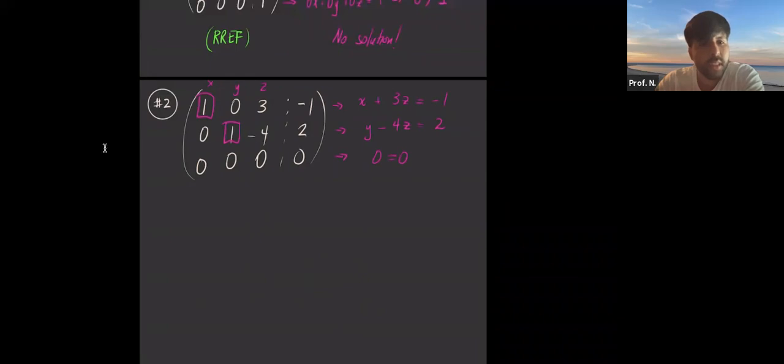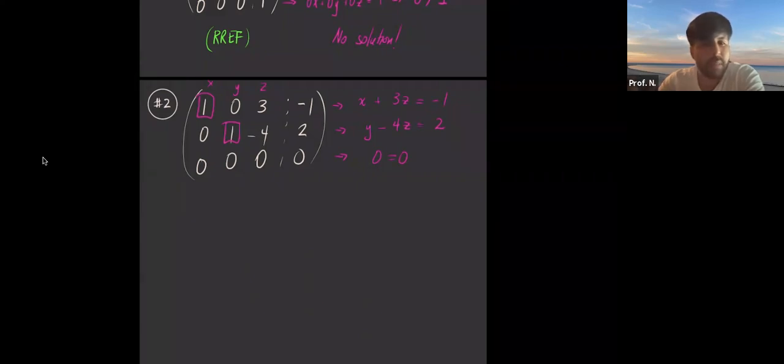Is there a situation where 1 doesn't end up in any of the rows? If you apply Gauss-Jordan elimination to a matrix and you don't get a leading 1, the only way that's possible is if you have a matrix that is all zeros. Okay, it's a good question. Great questions, by the way.